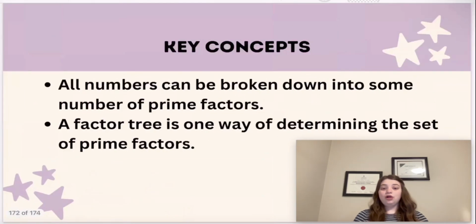So basically, all numbers can be broken down into some number of prime factors. Prime factors cannot be broken down even further into other factors, because the definition of a prime number is a number that only has two factors, one and itself. And a factor tree is one way of determining the set of prime numbers, and it's the main way that we'll be talking about in middle school math.